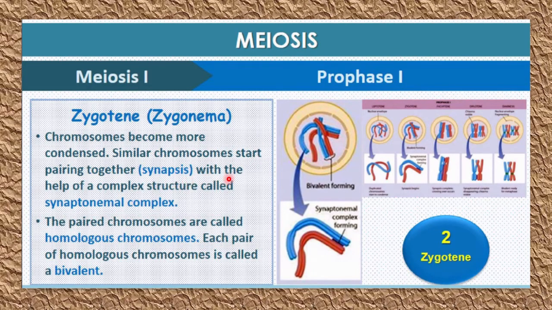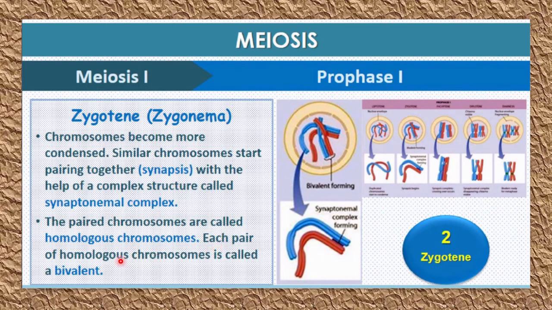With the help of a complex structure called the synaptonemal complex, all the similar chromosomes will pair together, and that phenomenon is considered synapsis. This is a very important phenomenon observed during this phase only. The paired chromosomes are called homologous chromosomes. So similar chromosomes which pair together during the synapsis phase are called homologous chromosomes.